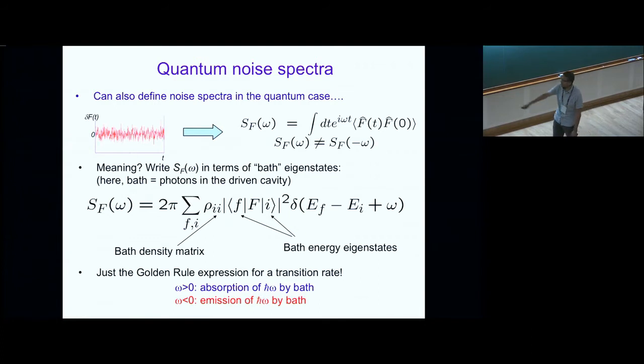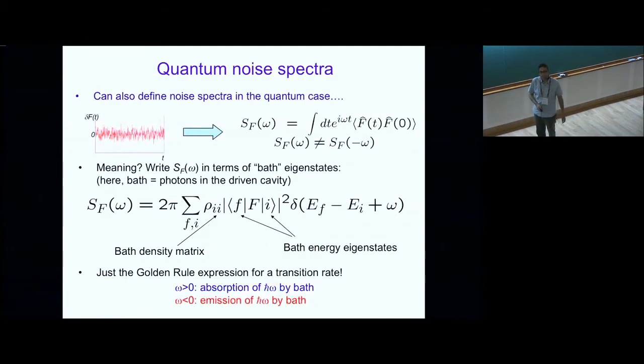And so in particular, omega greater than 0 corresponds to a transition where the bath goes uphill in energy, so little f has more energy than little i. So the bath is absorbing energy. Omega less than 0 corresponds to the opposite thing. The bath is emitting energy. So this asymmetry between positive and negative frequencies really tells me about the asymmetry between being able to absorb energy and being able to emit energy.